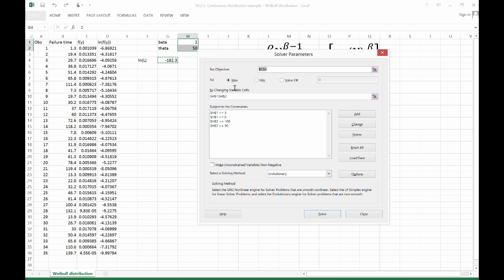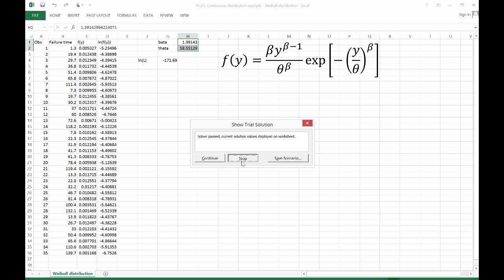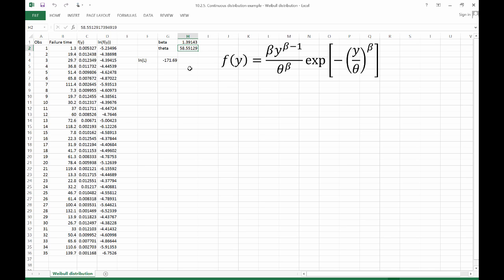Okay, so now we have our objective function, the cells that we want to change, and constraints on those cells, lower and upper bounds for each one of those. Let's implement the evolutionary algorithm. We'll let it run for a little bit. You probably don't need to let it run too long. We'll hit escape to stop it. And we find that the optimal values, or at least our approximation of optimal values for beta and theta, would be 1.39 and 58.55. So using the method of maximum likelihood, the values of beta and theta that maximize the natural log likelihood function, which is the same as maximizing the likelihood function if we were to multiply all of these together, are 1.39 and 58.55.